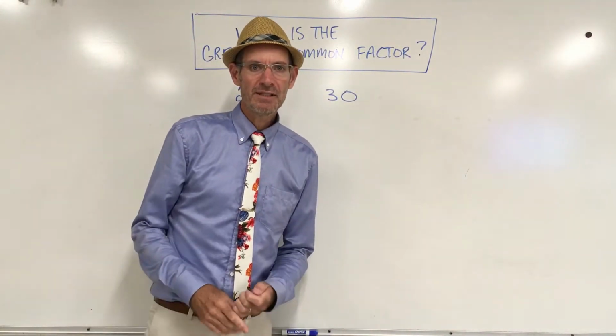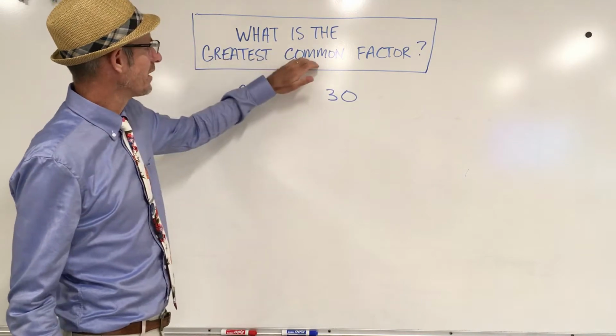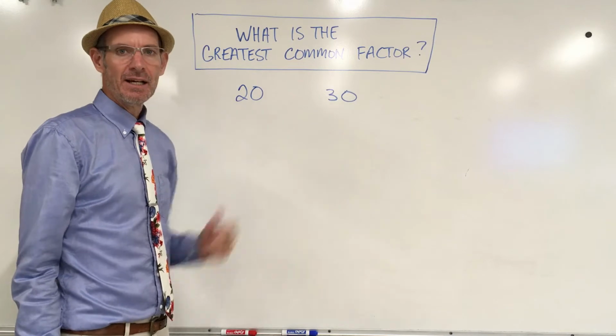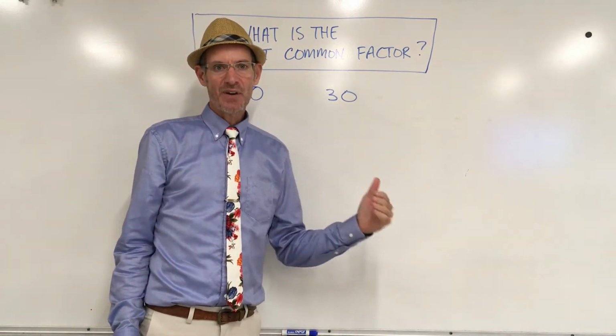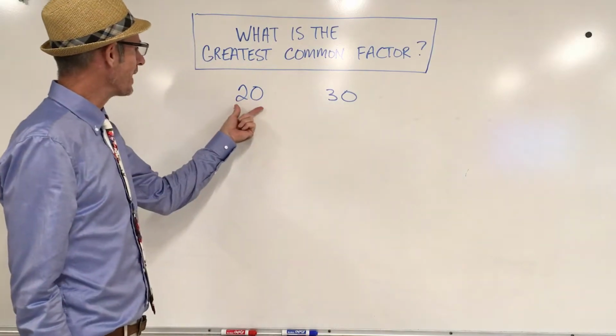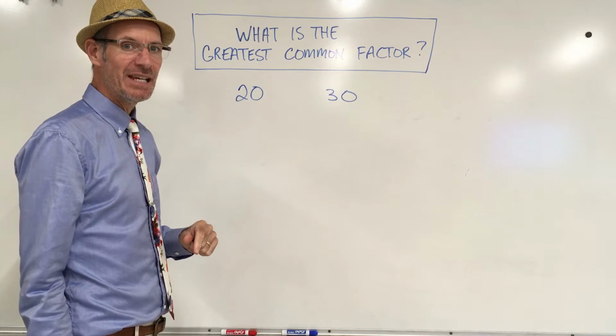Hello, Math 2 students. Today we're here to find out how to find the greatest common factor. And we're going to start out with 20 and 30. Sometimes students like to find the greatest common factor by saying this. What is the biggest number that goes into both numbers evenly?